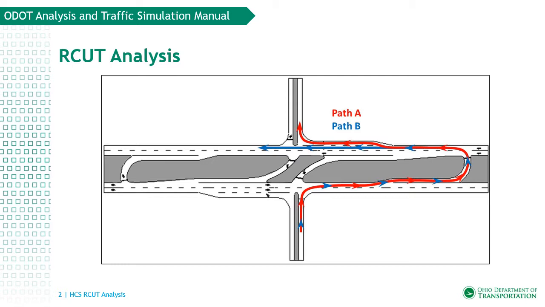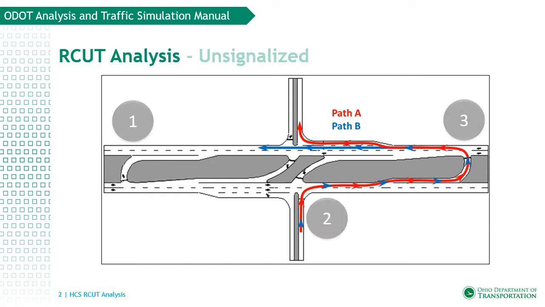At the main street approaches, the left turns are typically accommodated similar to left turns at conventional intersections. In some cases, such as rural unsignalized RCUT intersection designs, left turn movements from the main street could also be removed. This training video will cover the analysis for both unsignalized and signalized RCUT intersections.